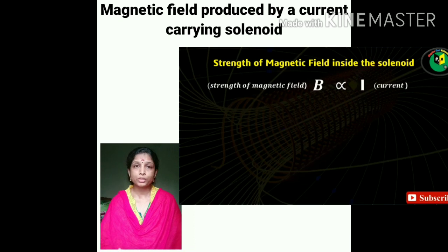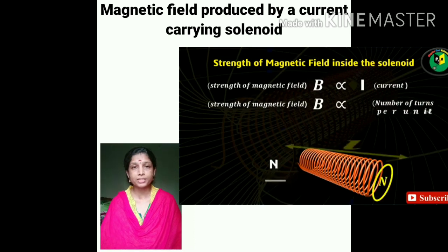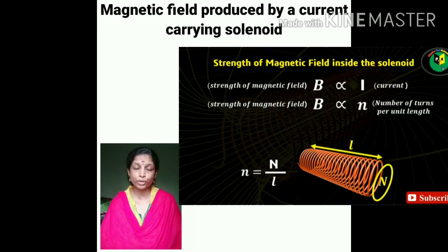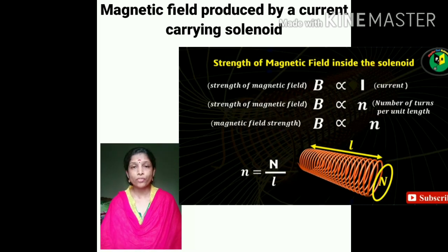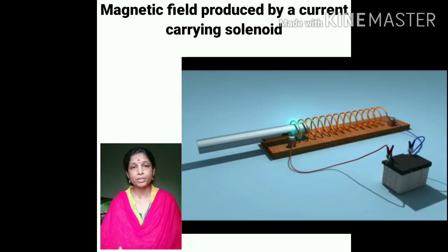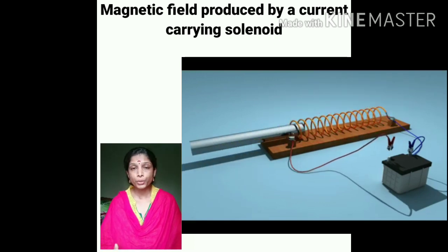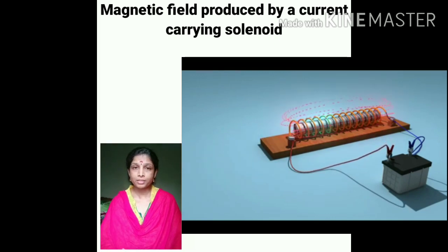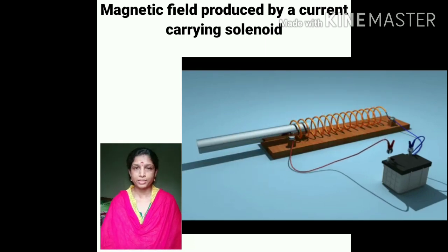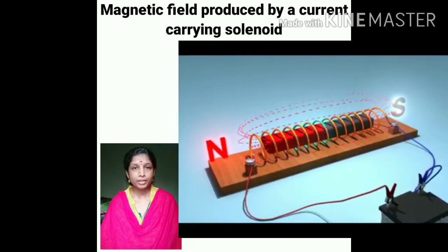Another way to increase the strength of the solenoid is to increase the current in the circuit. When the current increases, the magnetic field strength produced by a solenoid also increases. Next, we can insert a soft iron core inside the solenoid so that it can be magnetized when the current passes through the solenoid. The magnet so formed is known as an electromagnet, and hence the magnetic field produced by the solenoid also increases.